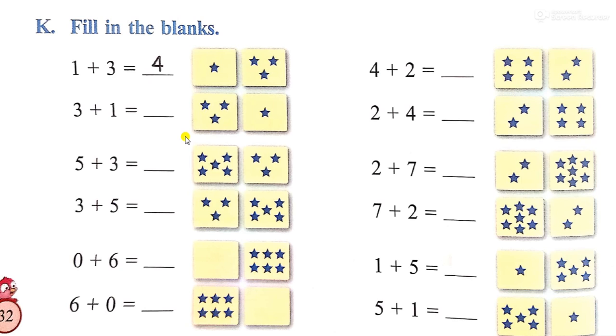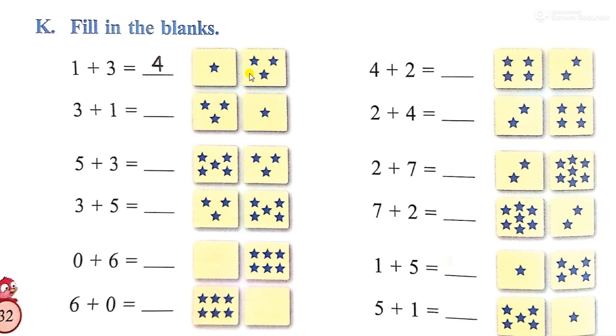This is an exercise. Fill in the blanks. Here I have done one already. Look at the first one, 1 plus 3. Look at the picture, students. Here how many stars are here? Count it. 1. Yes, here only 1 star. Then second, how many stars are here? Count it. 1, 2, 3. Yes, 3 stars are here.